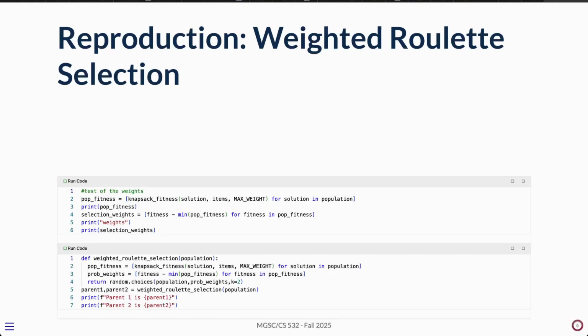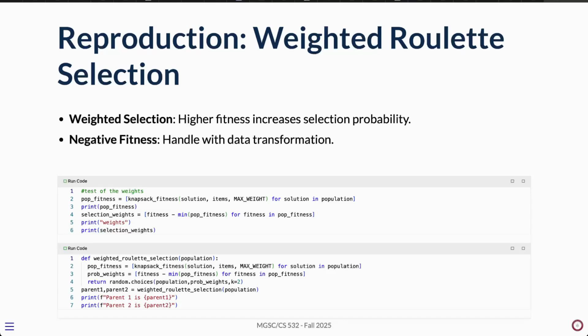Weighted roulette selection addresses the main weakness of the basic roulette selection by giving better solutions higher selection probabilities. And this creates that selection pressure toward higher fitness solutions while also maintaining some diversity. So, higher fitness increases selection probability proportionally. Say that we have solution A that's twice the fitness of solution B, then solution A is twice as likely to be selected. But there's an issue that arises when some solutions have negative or zero fitness values.